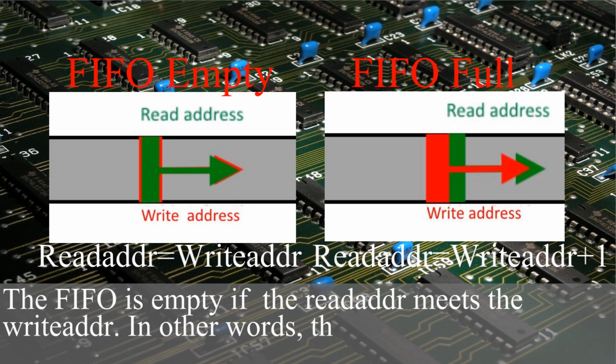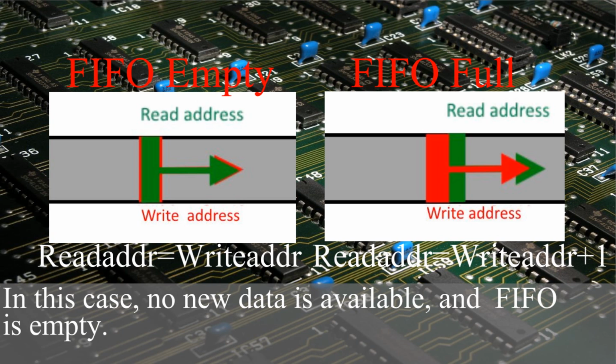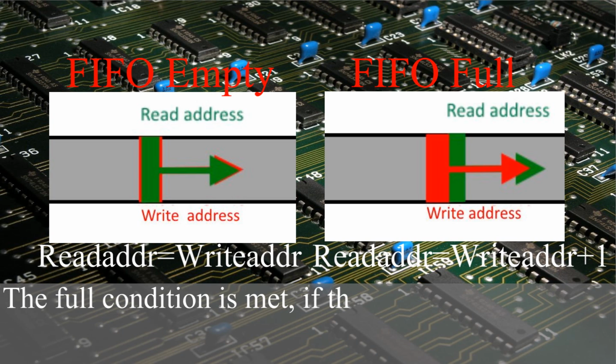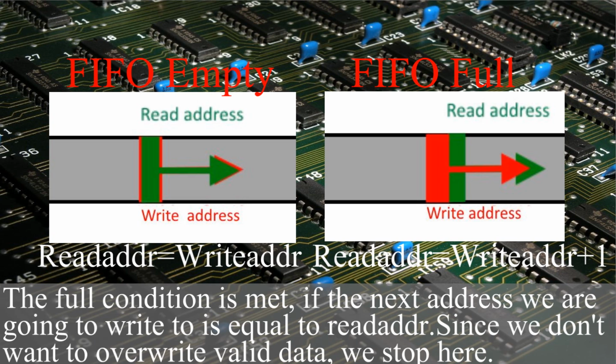The FIFO is empty if the read address meets the write address. In other words, the read address made the whole circle and reached write address from behind. In this case, no new data is available and FIFO is empty. The full condition is met if the next address we are going to write to is equal to read address. Since we don't want to overwrite valid data, we stop here.